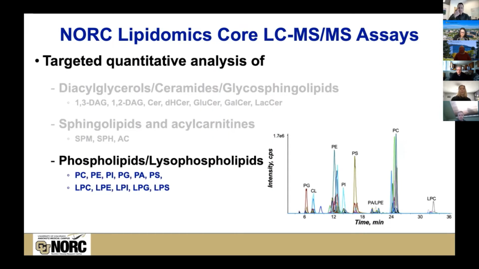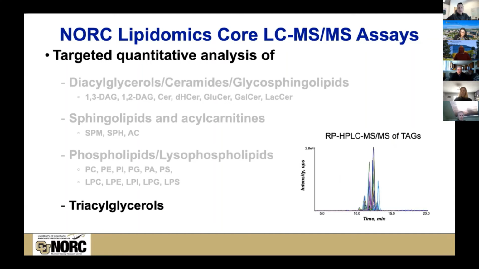The third platform that we have is a phospholipid lysophospholipid platform. This is a normal phase-based separation technique where we're separating the lipid classes from each other. And so for this, we can get all of the phospholipids listed here. We can do diacetyls, we can do ether, as well as lysophospholipids. And then we also look at triacylglycerols. This uses a reverse phase method where we separate by lipophilicity. So it depends on the number of carbon atoms as well as the degree of saturation of the TAG molecule.